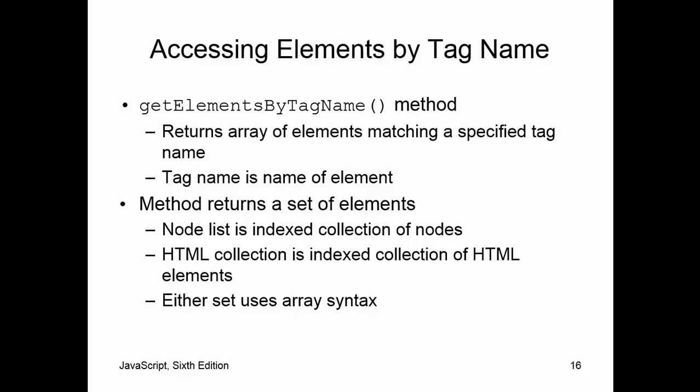And everything, remember, that's on the web page, they're all nodes. So when we return all of these p tags, for example, we're returning what's called a node list. And as it says right there, a node list is an indexed collection of nodes. That's where the array-like structure comes in, because it's indexed.